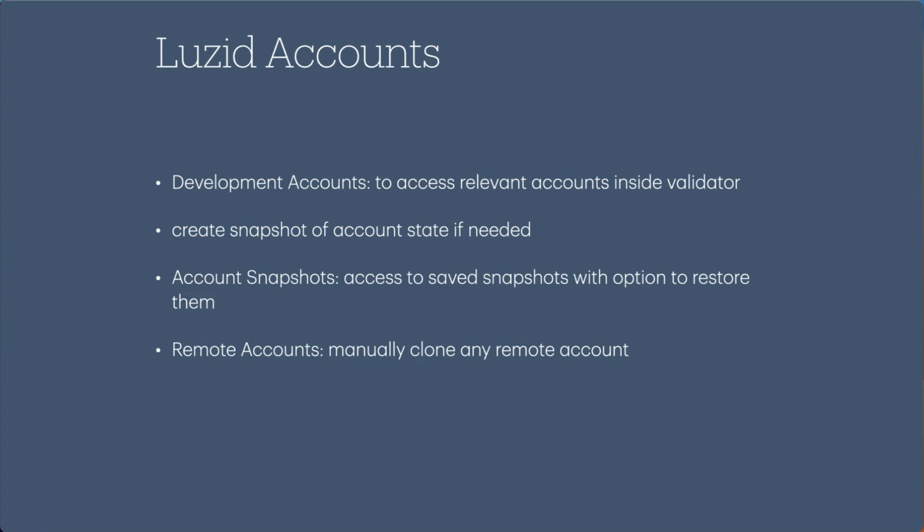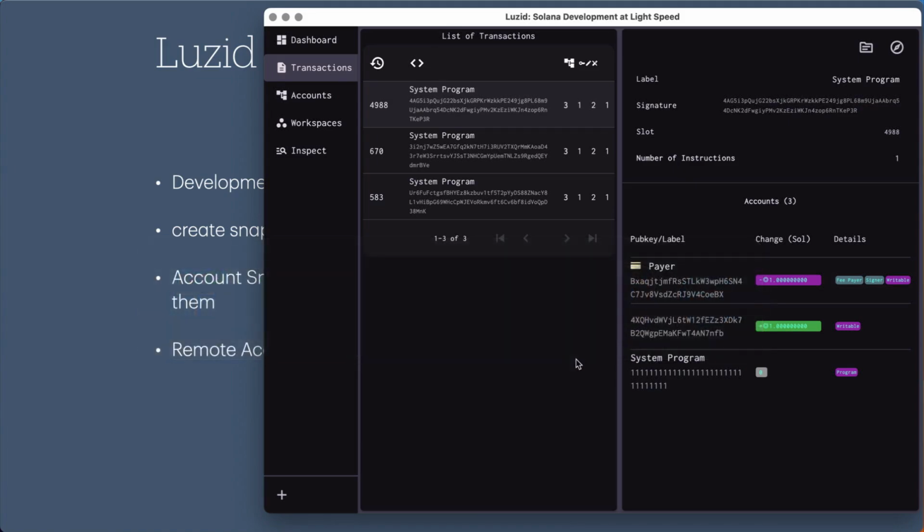And then in the next tab, the account snapshots tab, you can access those saved snapshots, and you can also restore them if you'd want to. And then we have a final tab we're going to show, which is for remote accounts. There you can basically clone accounts from a remote cluster like DevNet or mainnet into the local development cluster. So let's have a look here.